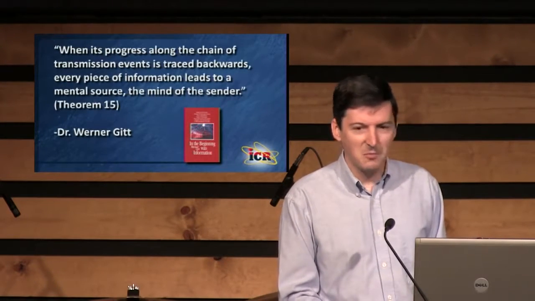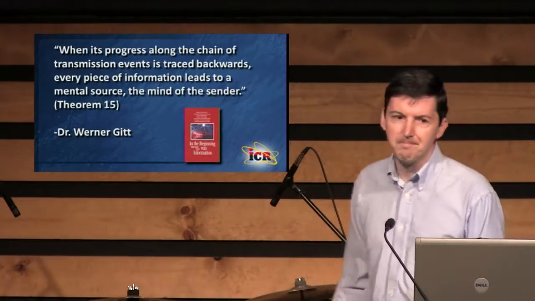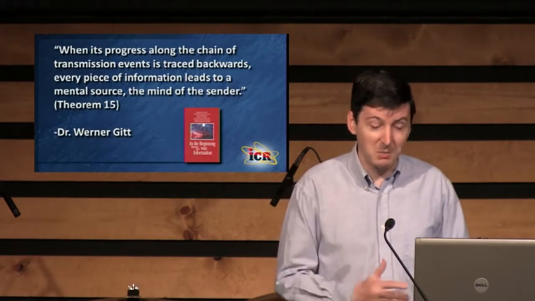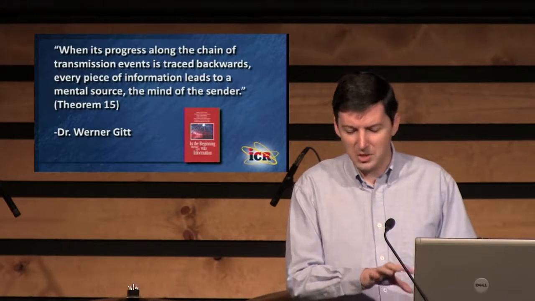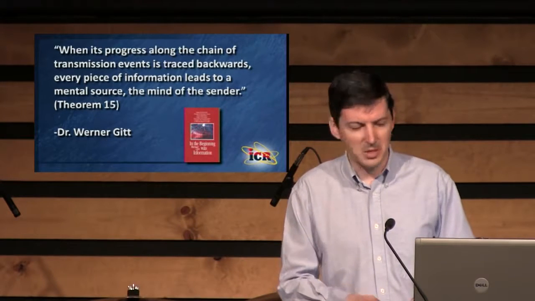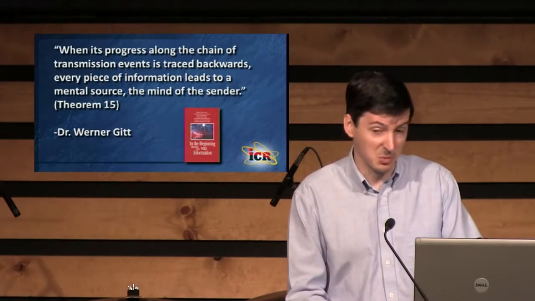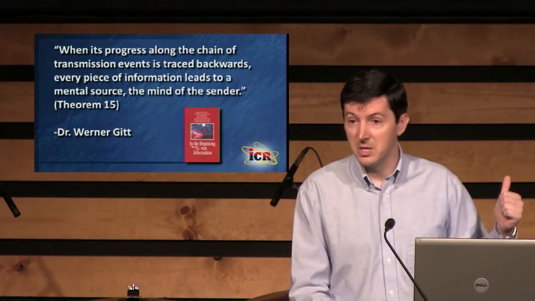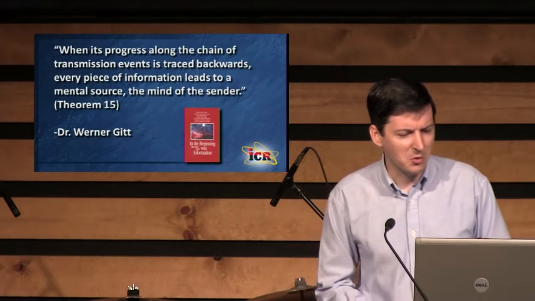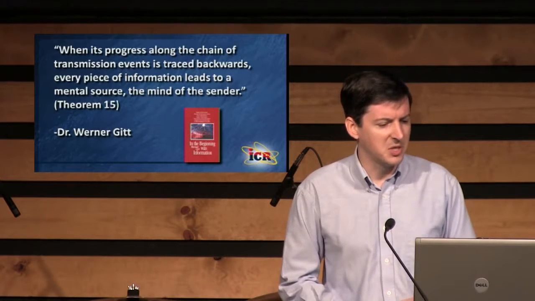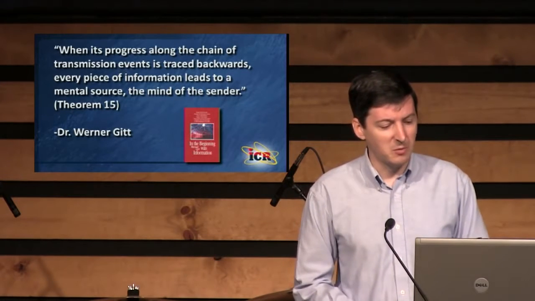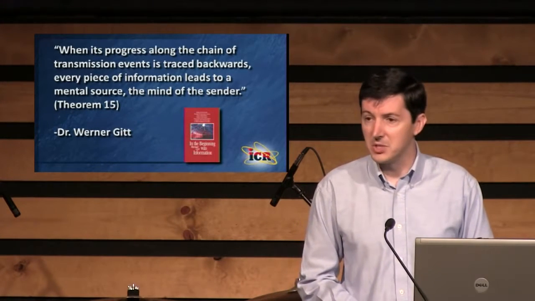Well, where does information come from? A mind, ultimately. Now, information can be copied, and the process of copying doesn't have to be a mental process, but the source of information is always a mind. And that also appears to be a law of nature. When its progress along the chain of transmission events is traced backwards, every piece of information leads to a mental source, the mind of the sender.